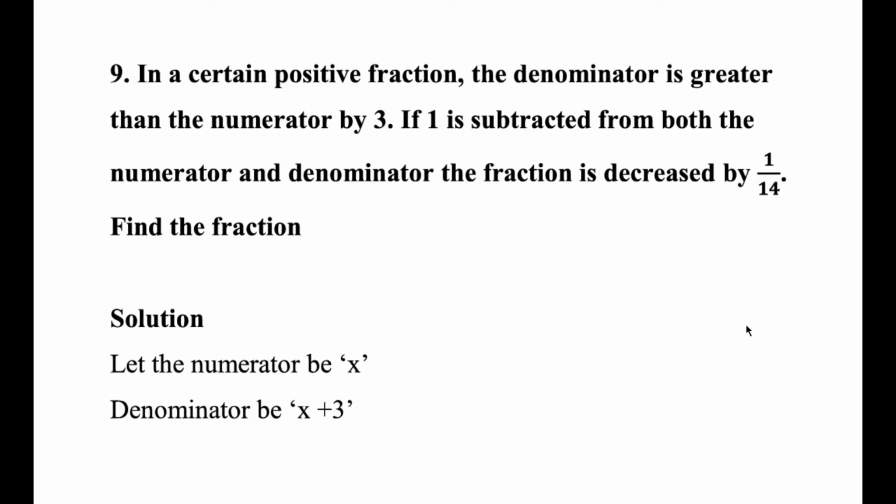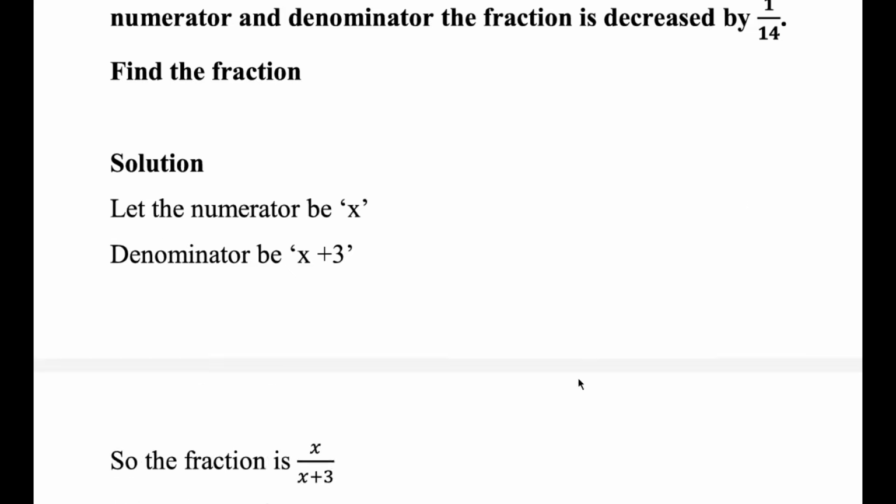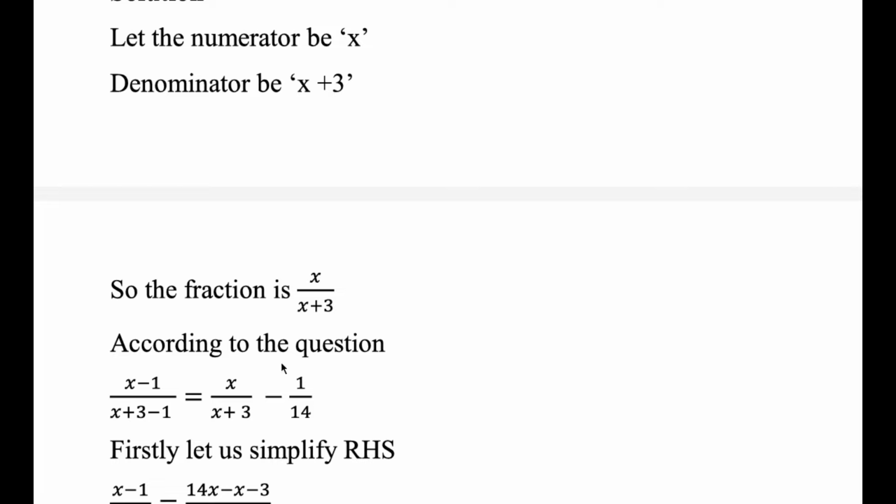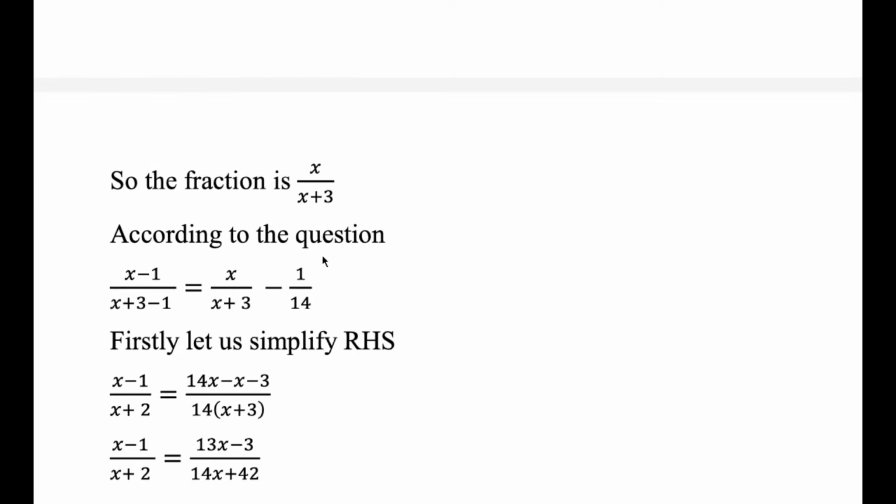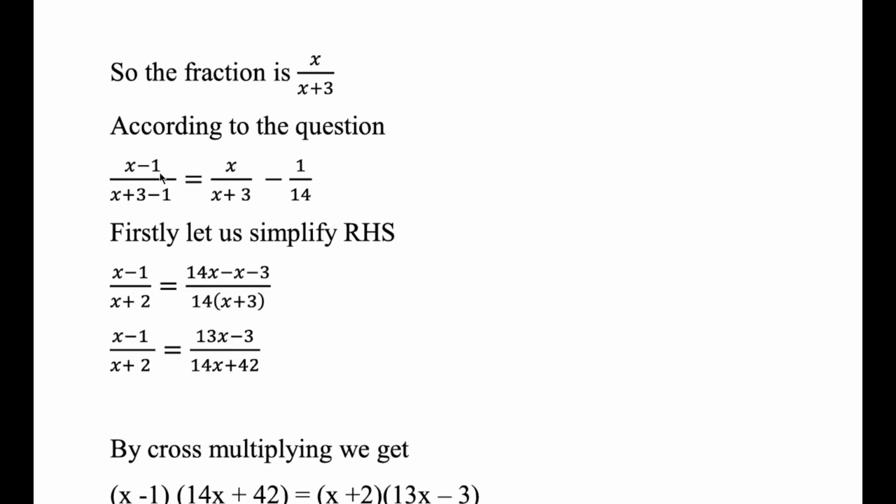Let the numerator be x, so the denominator will be x plus 3. The fraction is x divided by x plus 3. According to the question, x minus 1 divided by x plus 3 minus 1 is equal to x divided by x plus 3 minus 1 by 14.